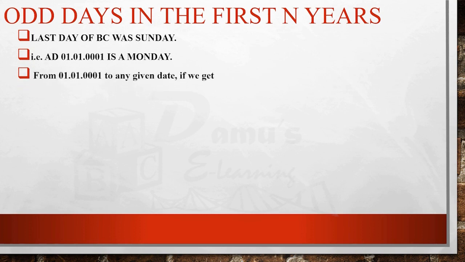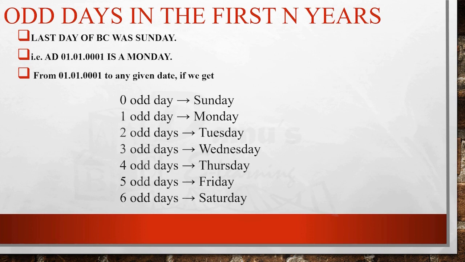So from first day of AD to a given date, if we get 0 odd day, it means it is a Sunday. 1 odd day means it is a Monday. 6 odd days means Saturday. That means while solving a problem, if we get the number of odd days as 0, the answer is Sunday.